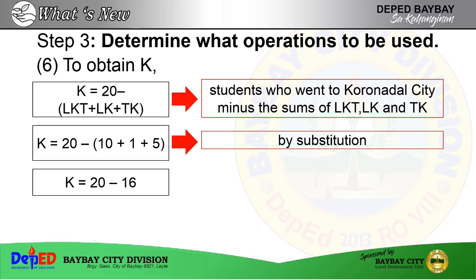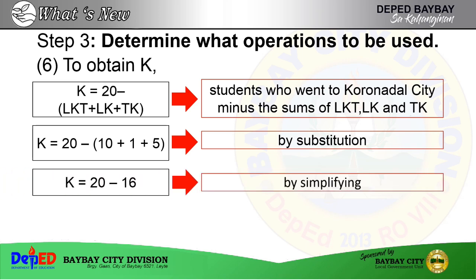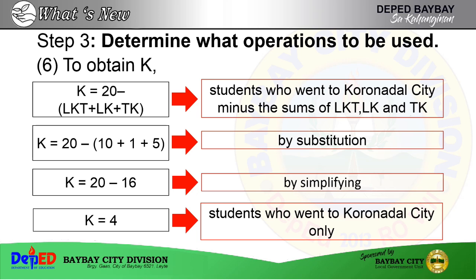This is done by simplifying. 16 came from 10 plus 1 plus 5. Next step, K is equal to 4. These are the students who went to Koronadal City only.